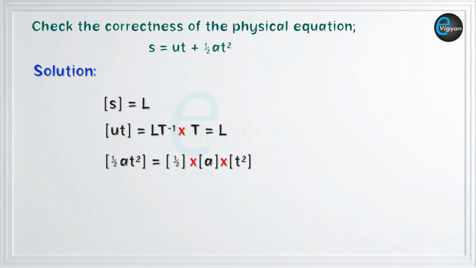So the dimension of ½at² is equal to LT^-2 times T², which is equal to L. All terms have the same dimension here, that is L. So this equation is dimensionally correct.